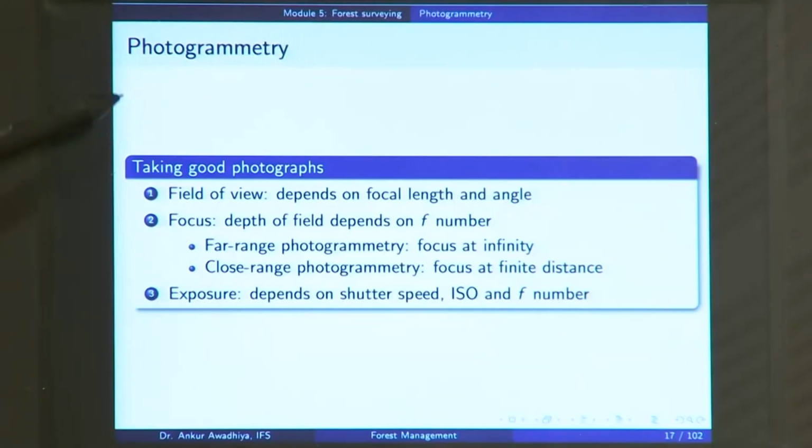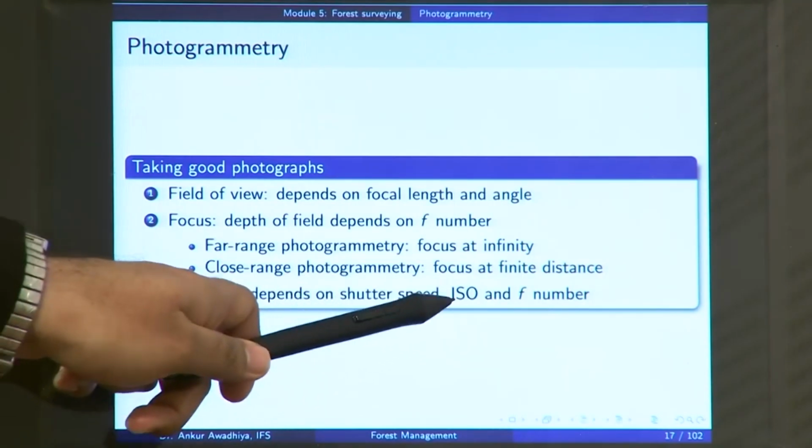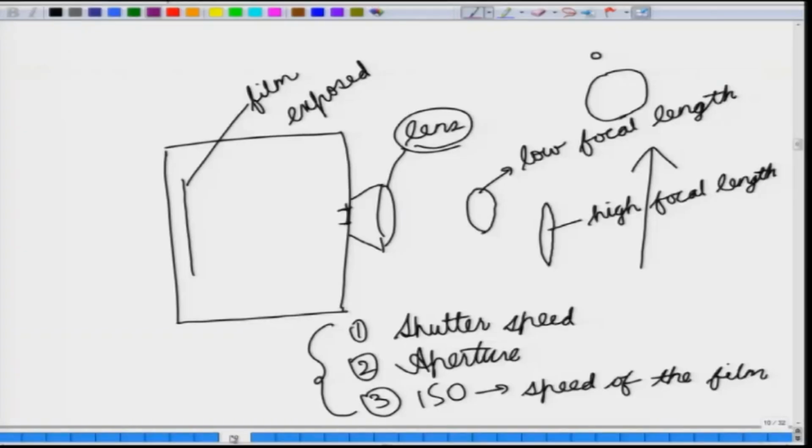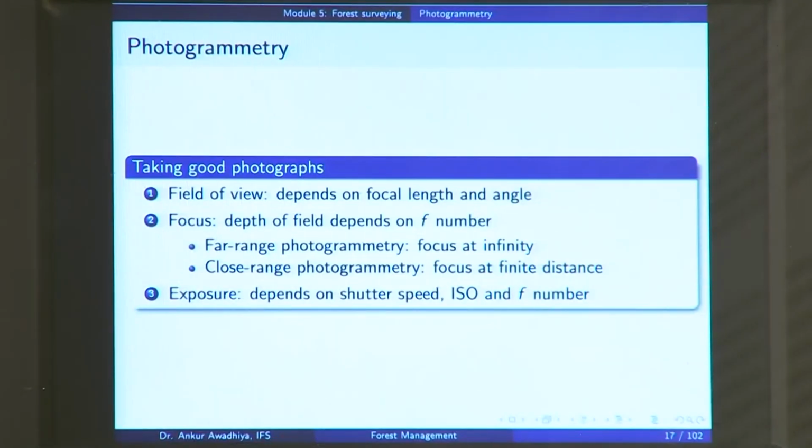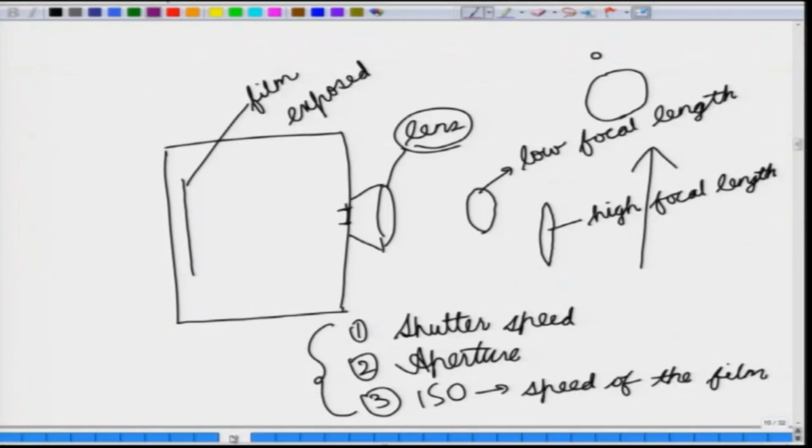Next, when we are taking photographs, we also need to keep in mind the exposure, that as we have seen, depends on the shutter speed, the ISO and the f number. When we say exposure, the amount of light getting inside depends on the aperture and the shutter speed, and the impact it makes depends on the ISO number. So, suppose you have your film at a very high ISO, you are keeping the aperture open to a large extent, and you are keeping it open for a very long period of time.